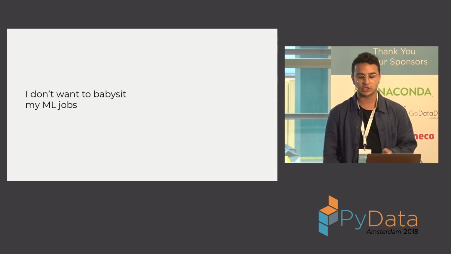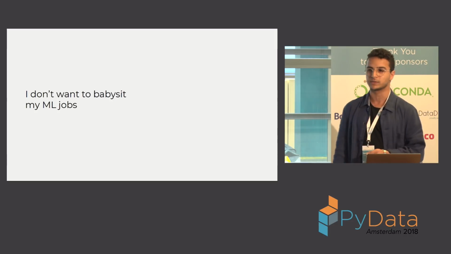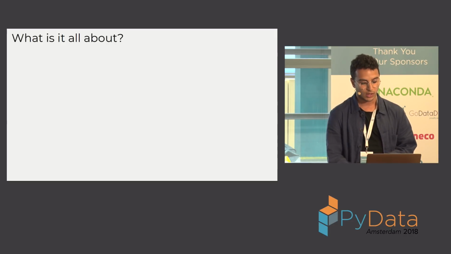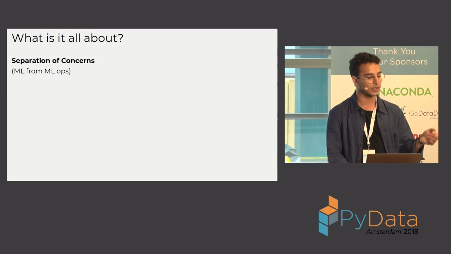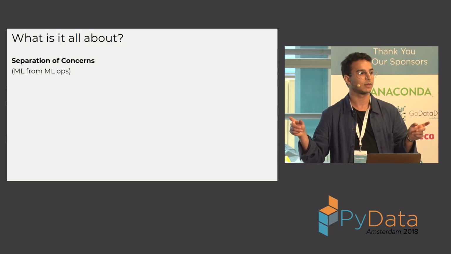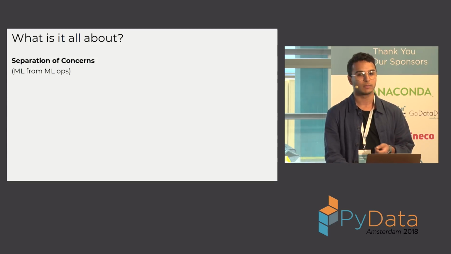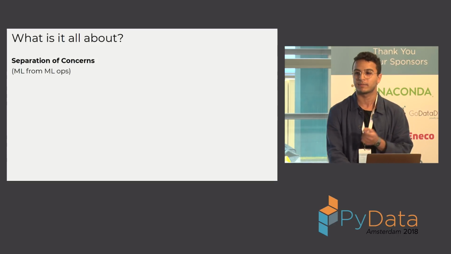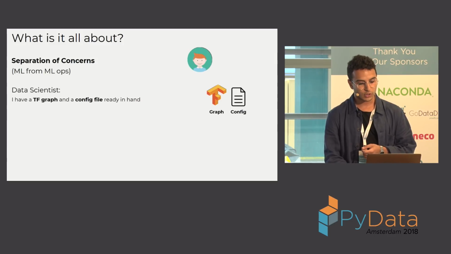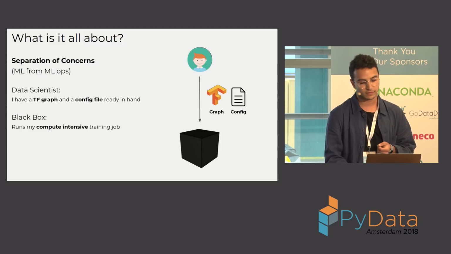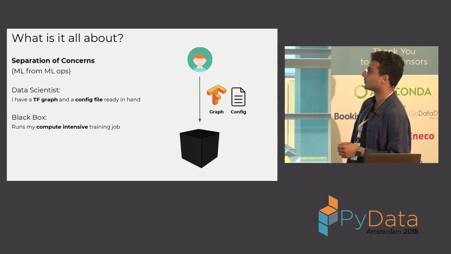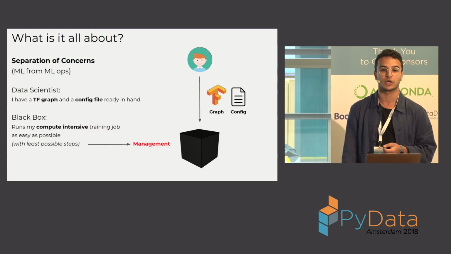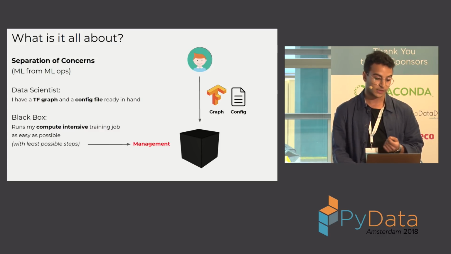So as a machine learning engineer or as a data scientist, I don't want to really babysit my jobs. I want someone to take care of this for me. And this is where, again, Kubernetes comes in. So what is it all about? We want to have separation of concerns. So machine learning modeling should be different than machine learning operations. I mean, people can do both. People can know how to do both. But ideally, the data scientist shouldn't really worry about what's happening under the hood. So as a data scientist, if I have a TensorFlow graph and I have a config file in my hand, I would like to send this to some black box that would run my compute-intensive training job in a convenient manner. And that's the whole point.